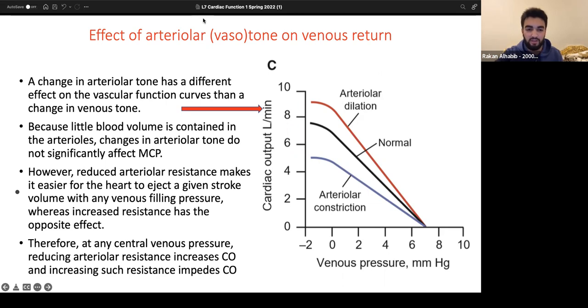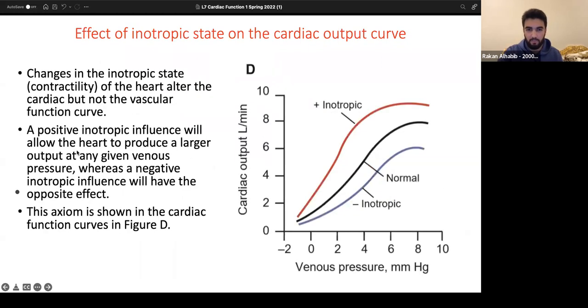It's pretty straightforward. He just confuses us with the venous pressure. Is this okay? Any questions till now?